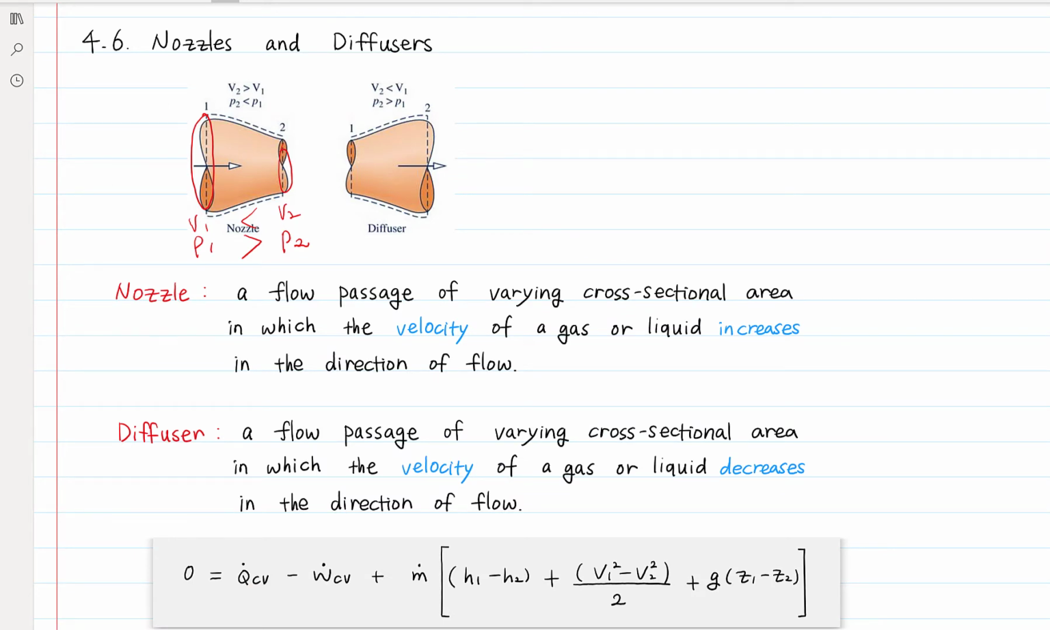So compare the velocity at location 1 and 2. V1 is greater than V2. Compare the pressure at location 1 and 2. P2 is greater than P1. So the kinetic energy of the fluid is converted to the pressure energy. So it is the opposite of a nozzle. So nozzles and diffusers work in opposite ways.